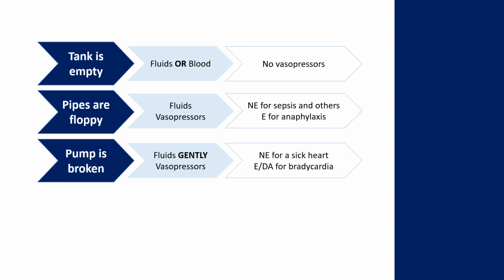Now, what vasopressor you use is also a little bit tricky. So you might think that you'd reach for epinephrine or dopamine just to increase the contractility, but that's really only a good idea if the patient is bradycardic and you really want to bump up their heart rate. In just about all other circumstances, norepinephrine seems to be the safest one to use, probably because it has just a little bit of contractility, and that seems to give us the most benefit with the least risk.